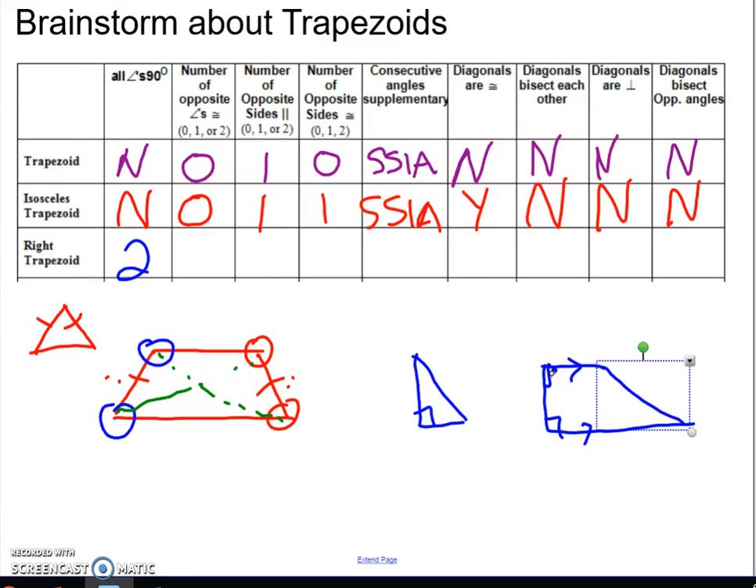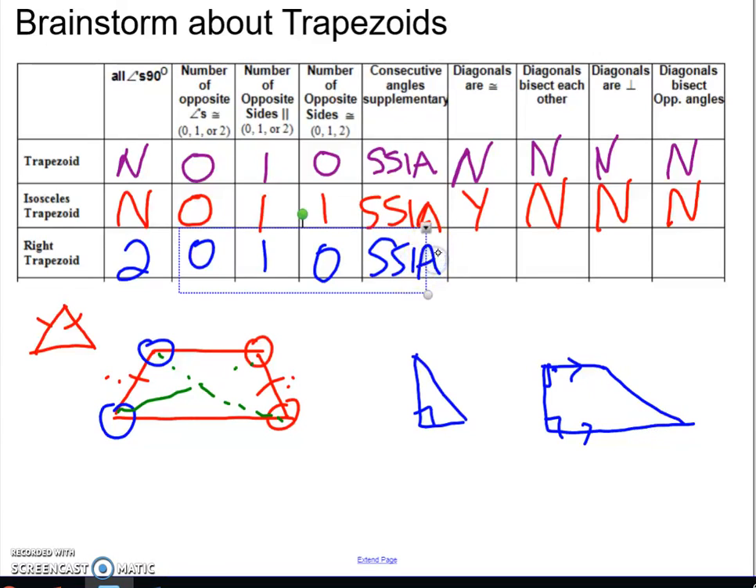Opposite angles congruent is none. Opposite sides parallel is one. Opposite sides congruent is none. Same side interior are still supplementary. Diagonals are not congruent. They don't bisect each other, not perpendicular, and not bisecting opposite angles.